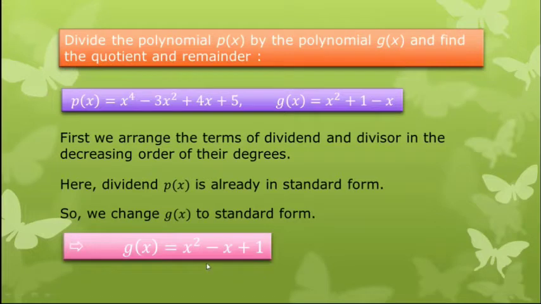Okay, because this is the rule: before dividing two polynomials we need to check their degrees. If degrees are arranged in descending order, then no change is required. If they are not arranged, then first we will arrange the degrees in descending order. Okay, now the second step.